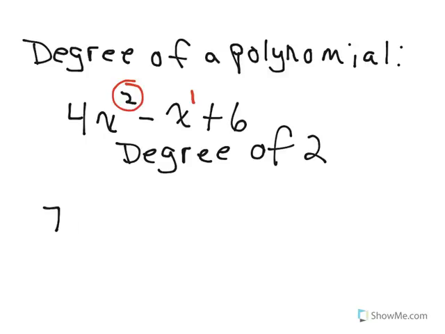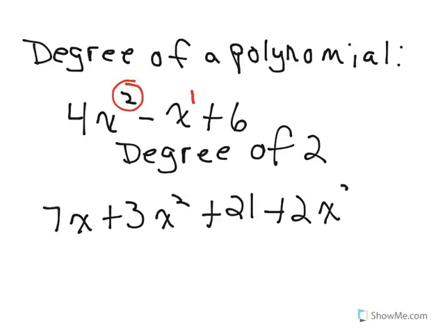In the example 7x plus 3x squared plus 21 plus 2x to the third power, we see the largest exponent is a 3. So this polynomial has a degree of 3.